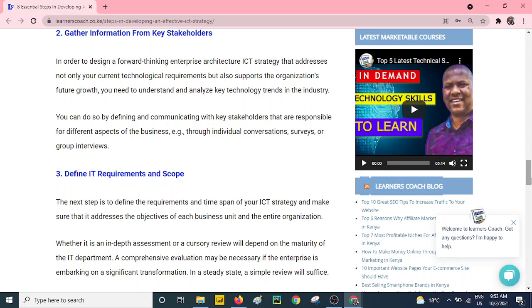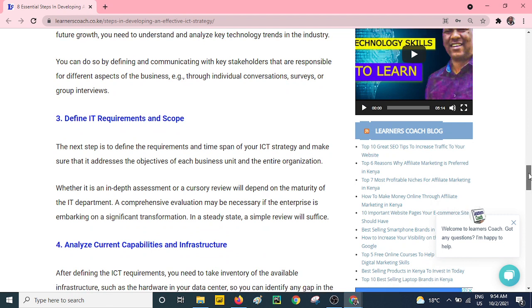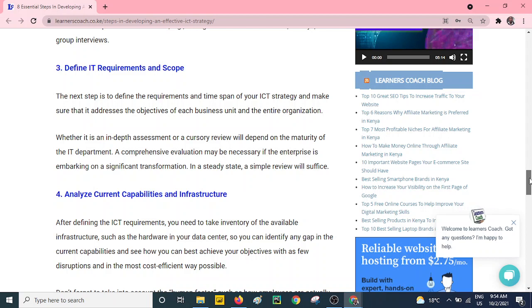The other critical step in coming up with an ICT strategy is defining the IT requirements and the scope, right? So you need to have the requirements and time span of your ICT strategy and make sure that it addresses the objectives of each business unit and the entire organization, right? Now, at this point, a comprehensive evaluation may be necessary if the enterprise is embarking on a significant transformation, right?